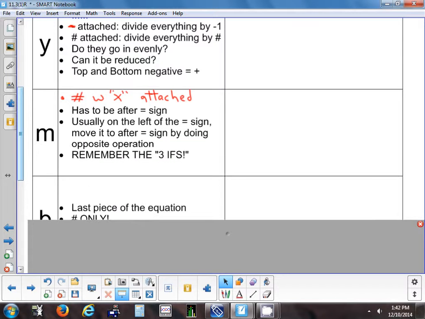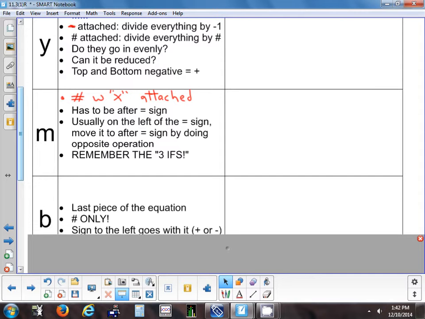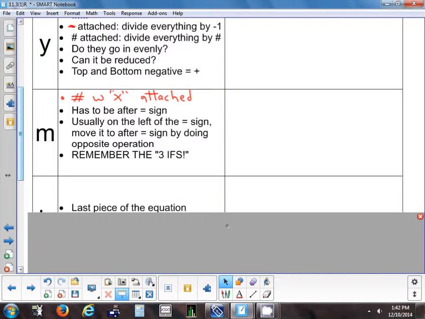Now, last, in our skinny column, we have the b. It's the last piece of the equation. It's the y-intercept. When we get to this next column a little bit later, we'll talk about that. All right, so it's the y-intercept. It's that last piece. All right?